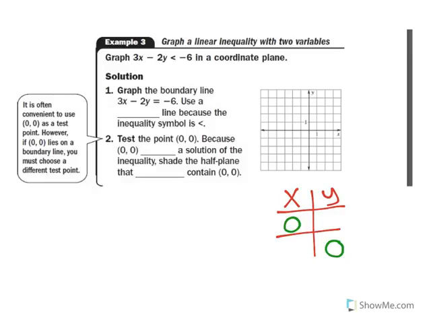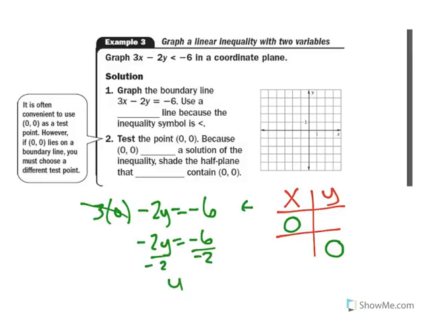So the first part I'm going to do is plug 0 in for X. So when I do that, I get 3 times 0 minus 2Y equals negative 6. Well, anything times 0 cancels out, and negative 2y equals negative 6. Divide both sides by negative 2, and I get y equals 3. So I have my y-intercept at 3.